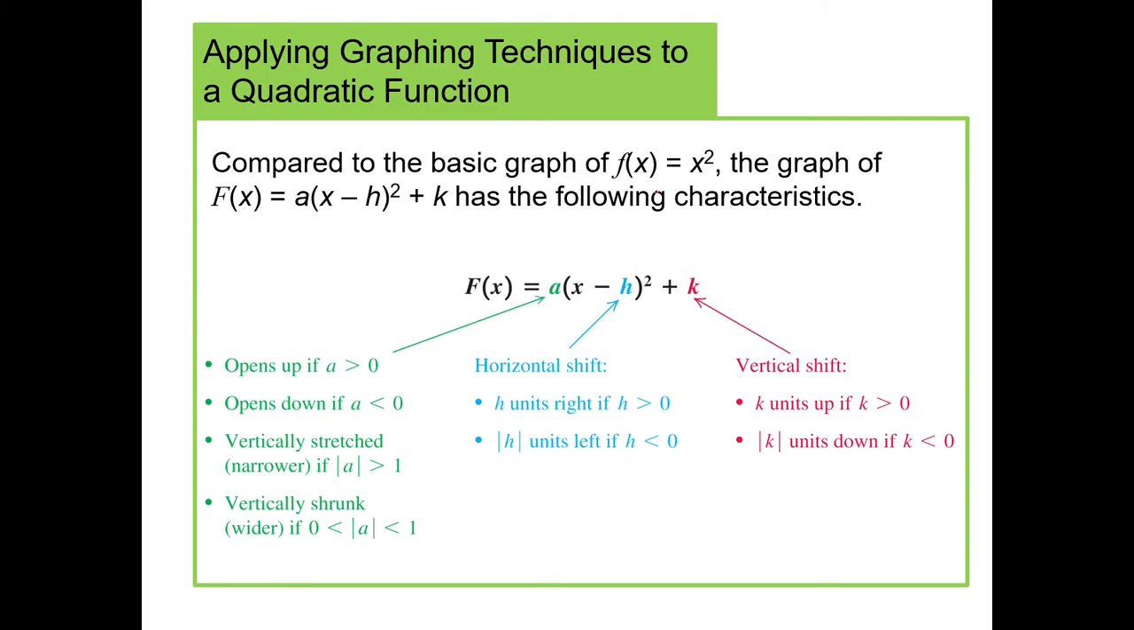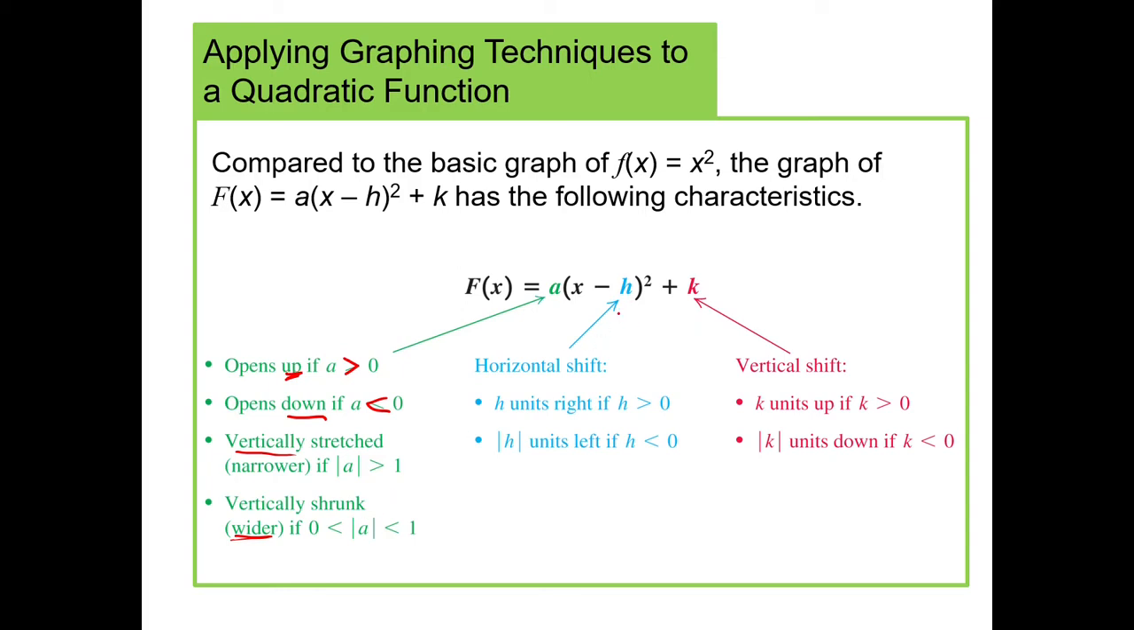Compared to the basic graph of f of x equals x squared, or our parent graph, the graph of f of x equals a times the quantity x minus h squared plus k has the following characteristics. The a here controls if it faces up or down. If a is greater than 0, it opens up. If a is less than 0, it opens down. If a is a number that's bigger than 1, the graph is going to stretch vertically. If a is between 0 and 1, it's going to get wider. It's going to be stretched horizontally or vertically shrunk.